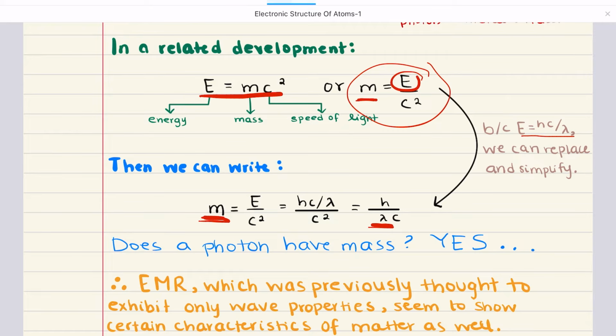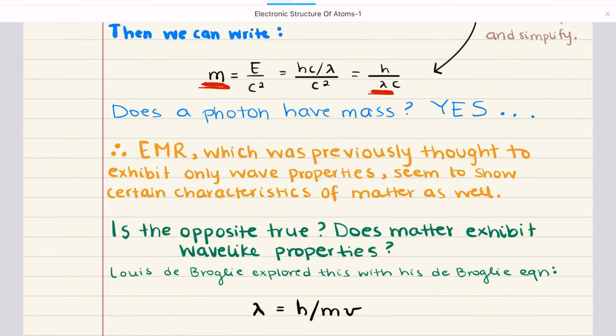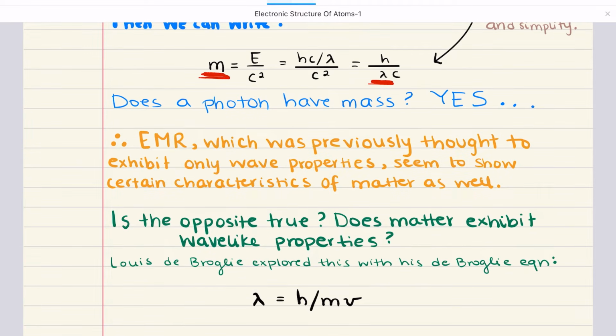Now, from the work of Planck and Einstein, we can draw several significant conclusions. One, energy is quantized. This is the point that I want you to take away from all of this. Energy is quantized and it occurs only in discrete units called quanta. Second, electromagnetic radiation, once thought to be purely wave-like, now shows characteristics of particles as well. And this is a phenomenon that's referred to as the dual nature of light, or wave-particle duality.